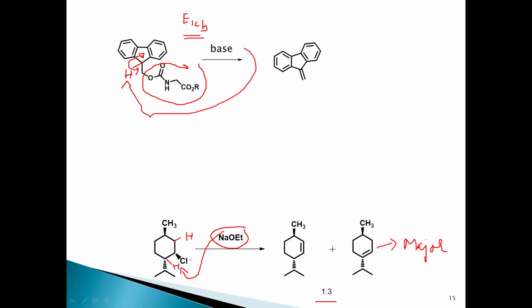If we had used, for example, a bulky base like tertiary butoxide in this particular case, then what would have happened? This hydrogen would have been abstracted, and this would have been the major product for a bulky base.